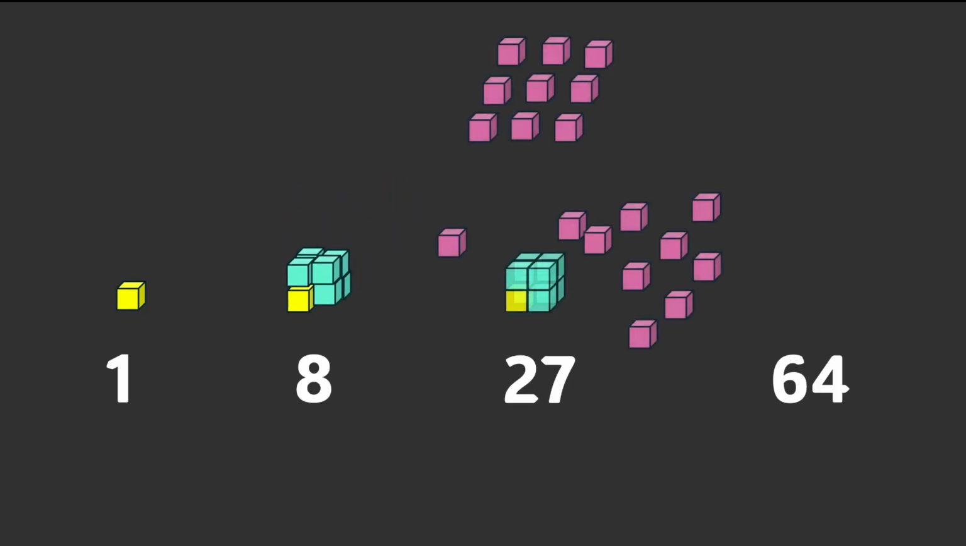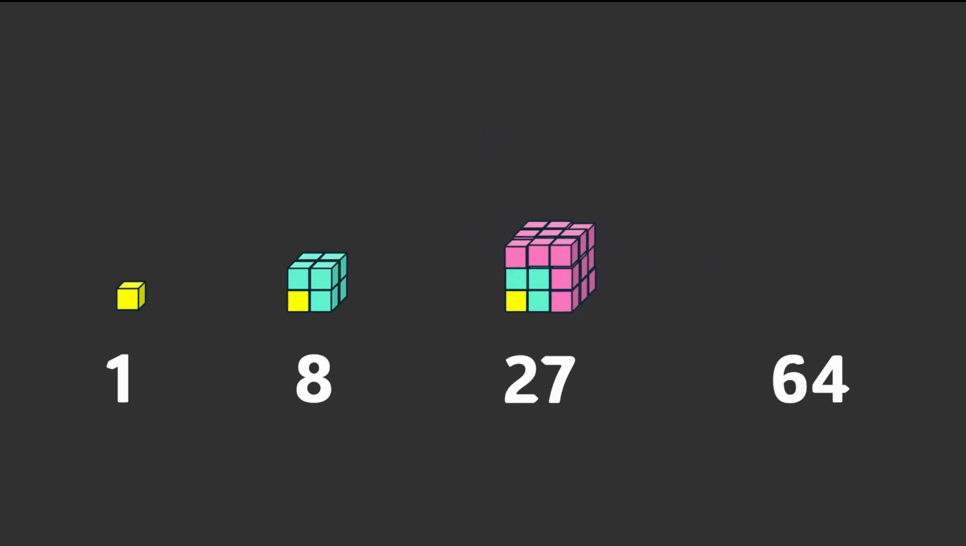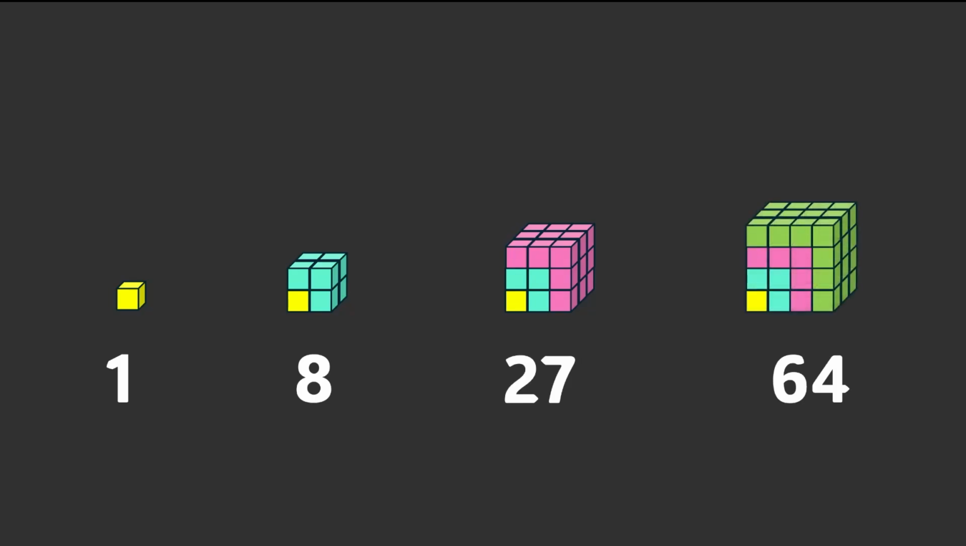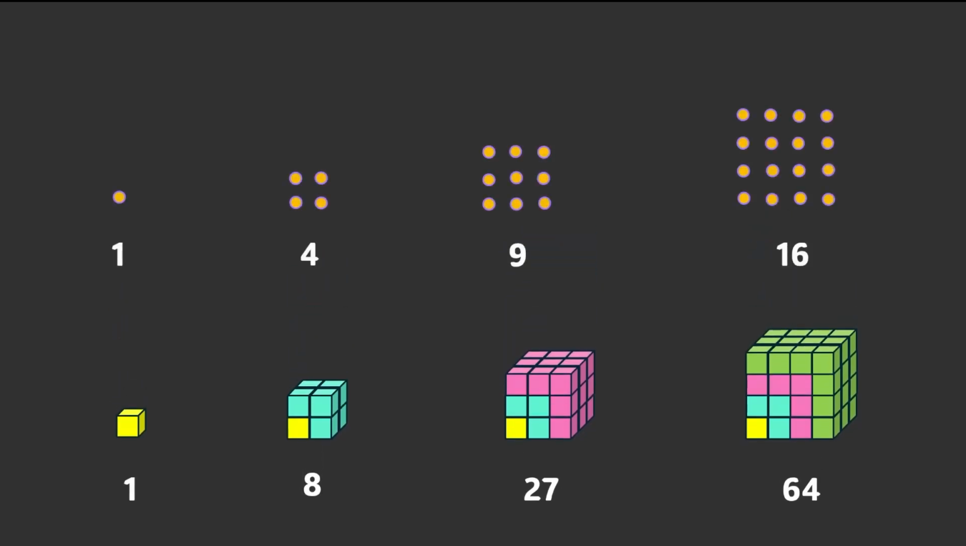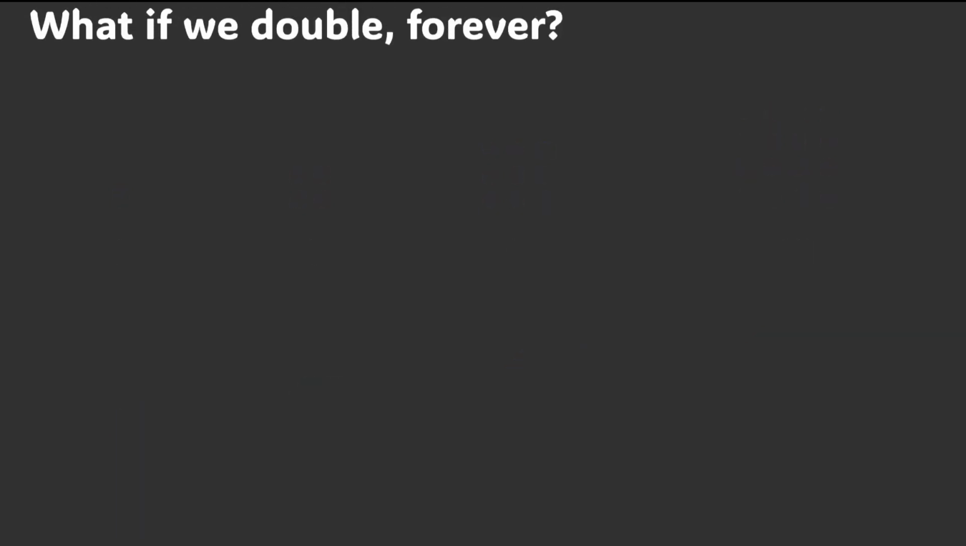We can continue adding smaller cubes to this arrangement as shown here to get the next cube number, that is 27. And continuing further, we will get the next cube number, that is 64. Hopefully, this video gave you some insights on visualization of number sequences. But before we move further, let us discuss another amazing number sequence quickly.